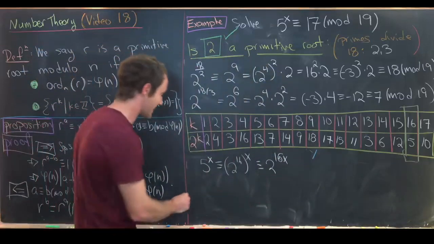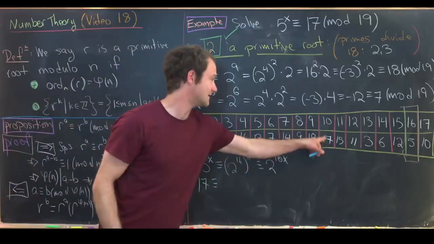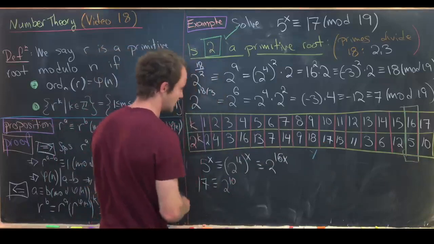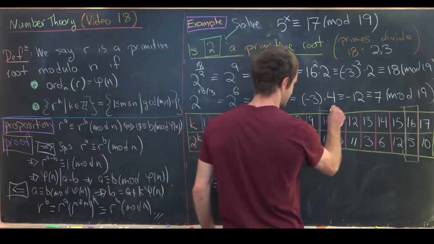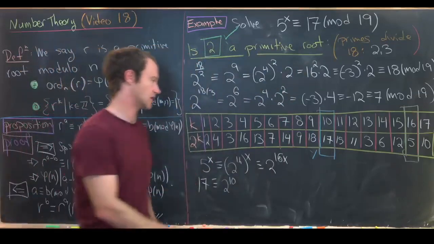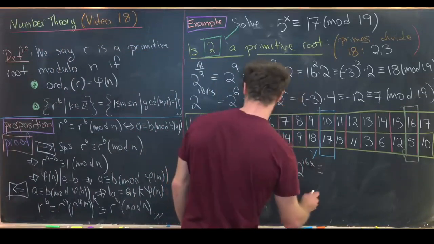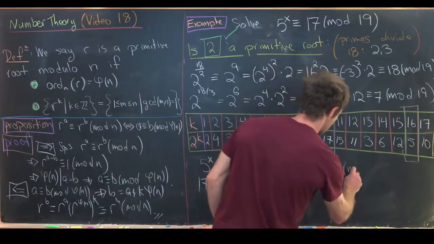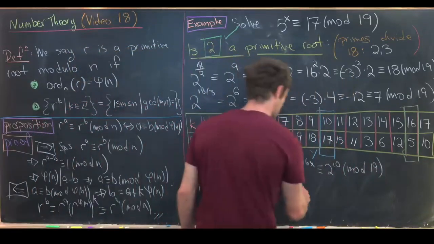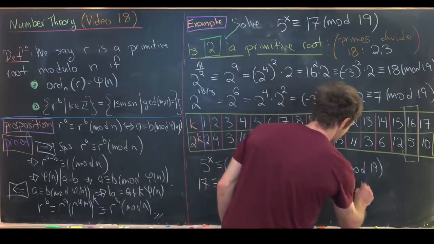But now let's look at 17. So we need to find 17 on this chart. Notice that's the same thing as 2 to the 10. And like I said, that's from this portion of the chart right here. That means we can take our original congruence and rewrite it as 2 to the 16x is congruent to 2 to the 10 modulo 19. Then pulling the exponents down, we see that this means 16x is congruent to 10 mod 18.